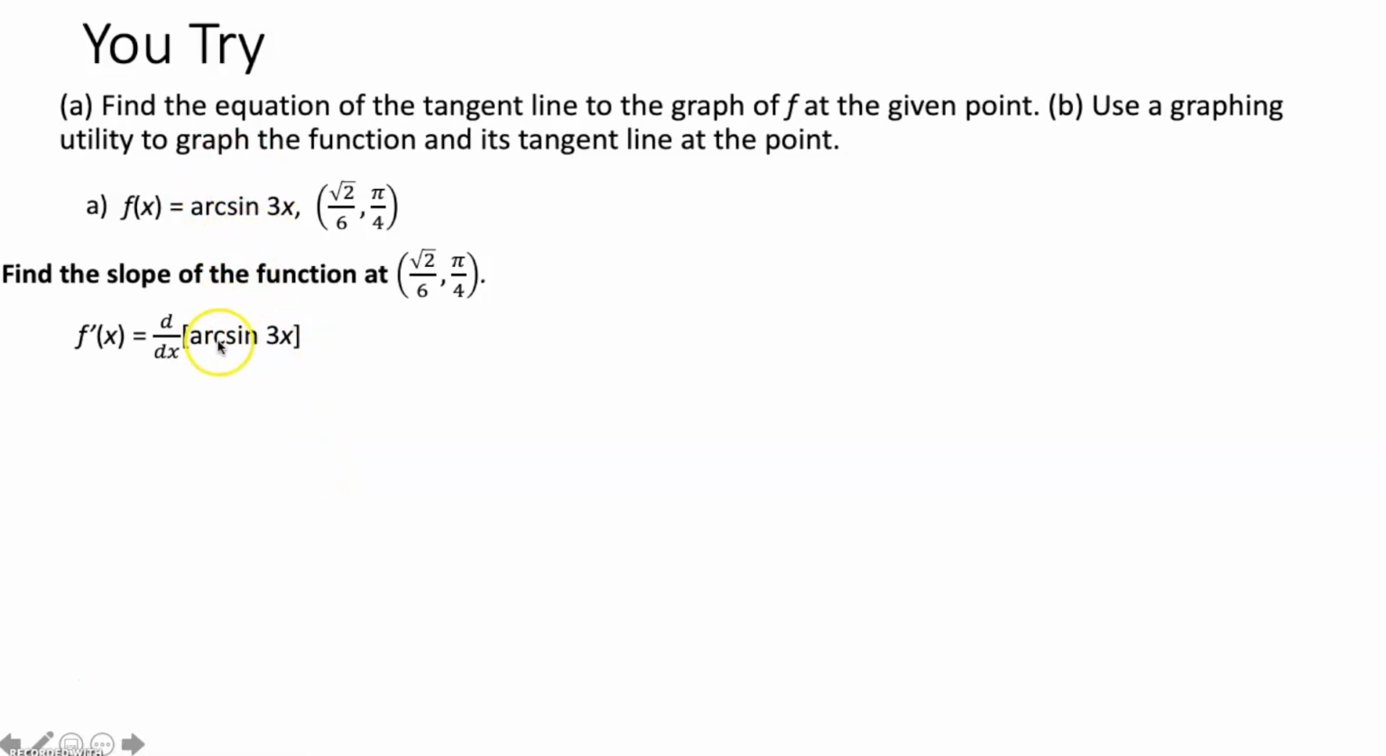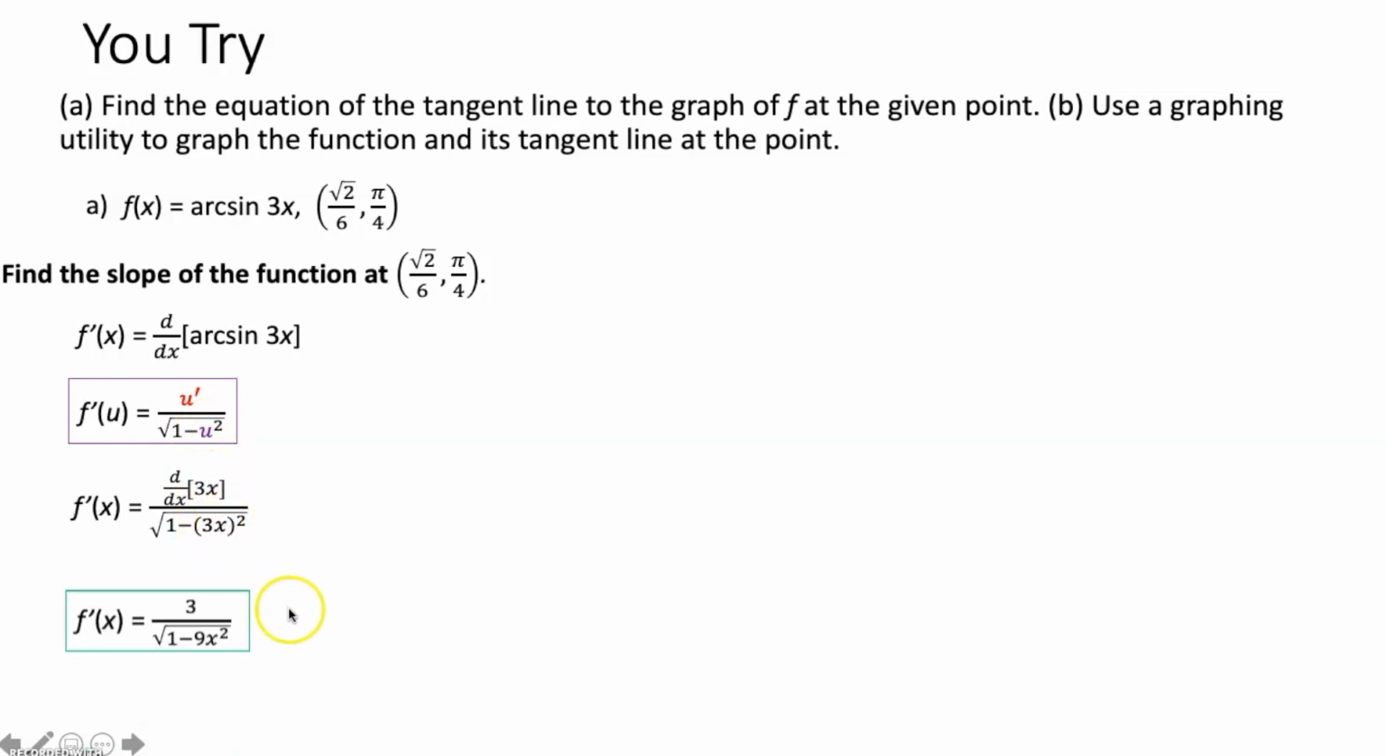Remember, the derivative of arc sine is going to be u prime over rad 1 minus u squared. Now, what is u? U in this case is whatever you're taking the arc sine of, so that would be 3x. So u prime then is the derivative of 3x, which would be 3. And then in our denominator, we plug in 3x for this u, and you have to square the 3 and the x, you get 9x squared. Perfect, we found the derivative.